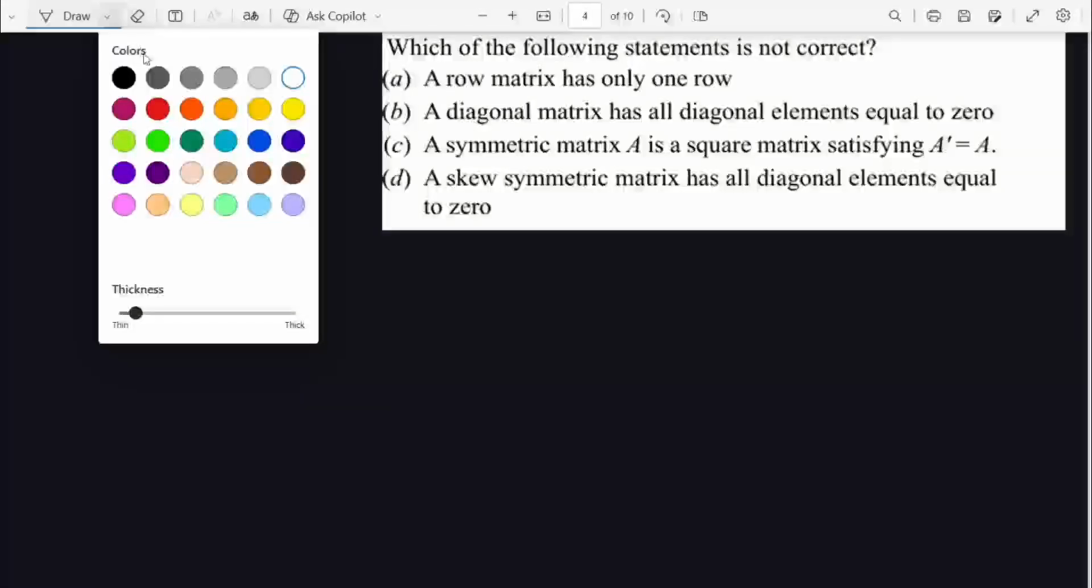Next question. Which of the following statements is not correct? Not correct means what? You have to find out which is false. So we will move by the options. First one is a row matrix has only one row. Correct? As the name suggests, row matrix means row, it will have only one row. Correct? So this is a true statement. Option B is a diagonal matrix has all diagonal elements equal to 0. We are not sure about this. So we will keep this option on hold. We will move to the next option.